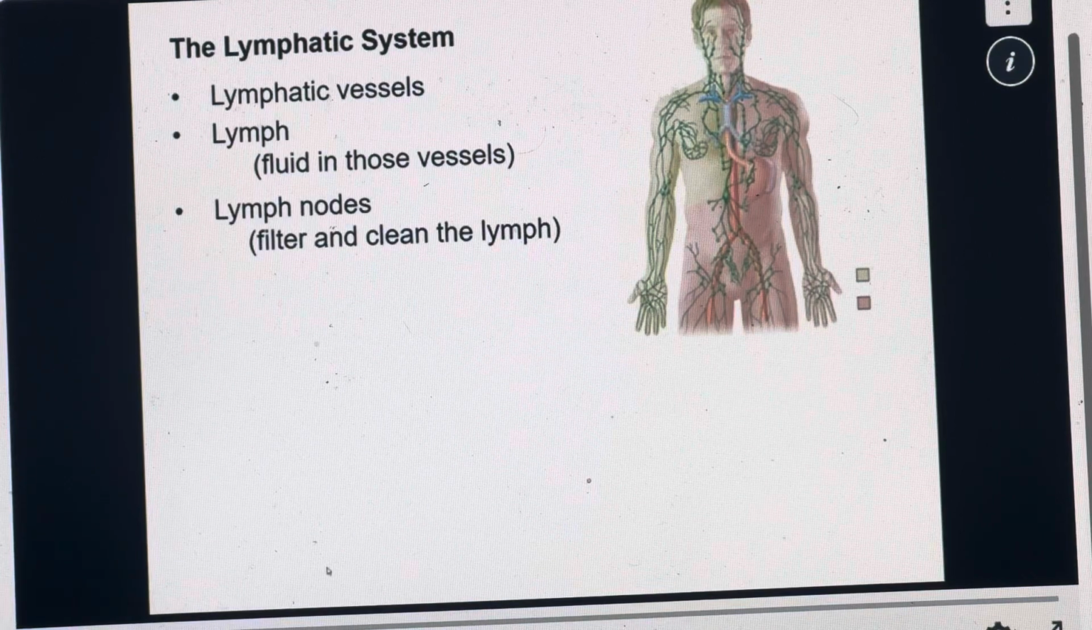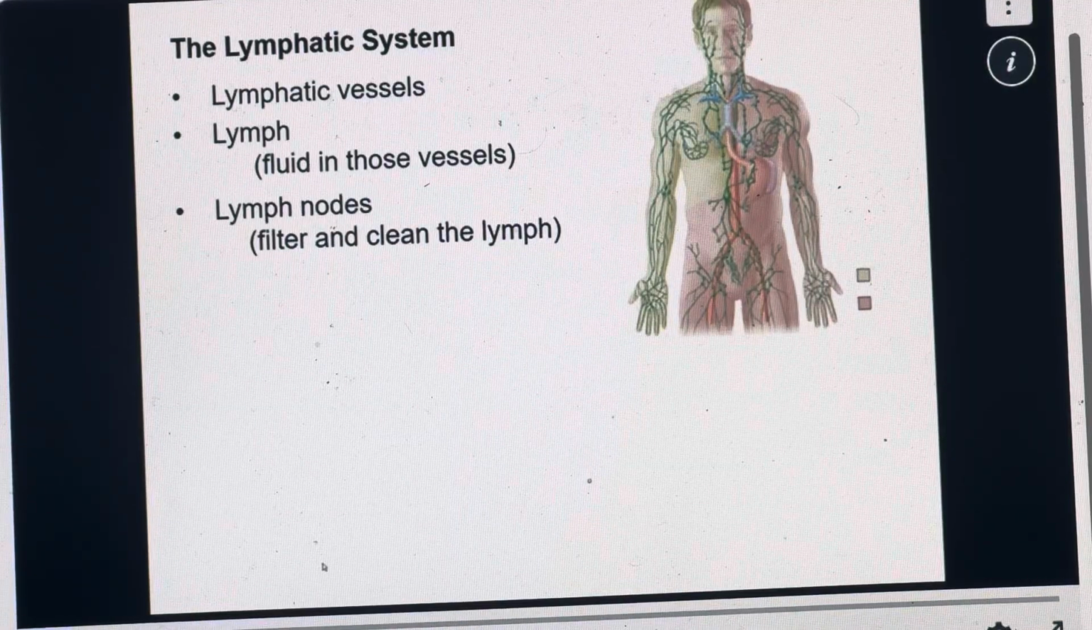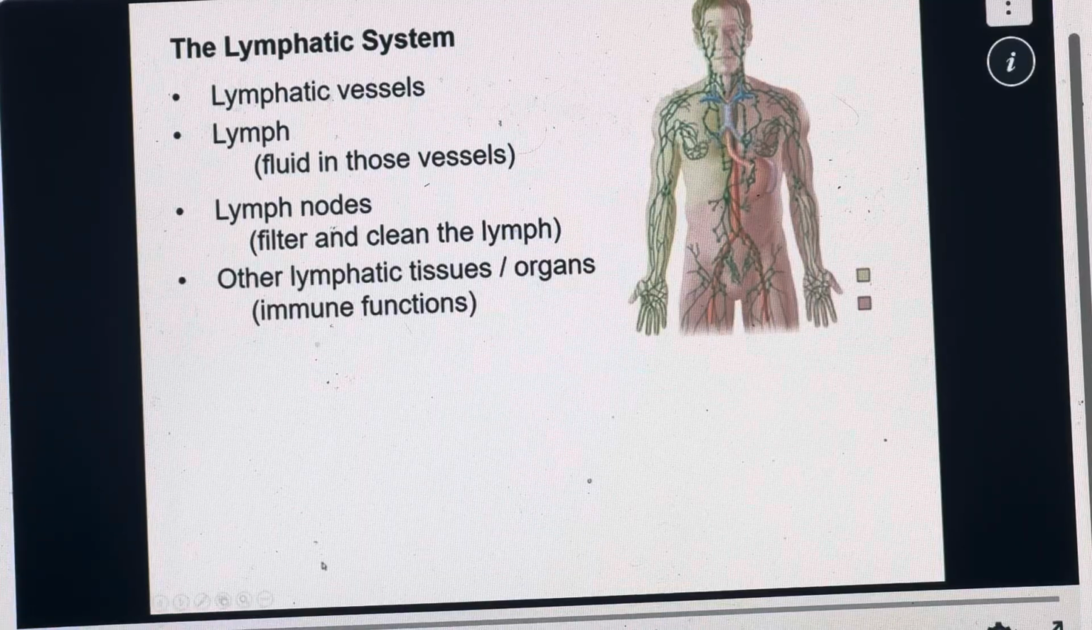At various points along these vessels, there are lymph nodes, which are small organs surrounded by fibrous capsules. And we'll talk about these a little bit later, but their primary function is to filter and clean the lymph as it moves through the lymphatic vessels. There are also some other types of lymphatic tissues and organs that we'll be talking about later as well. And those serve a general immune function within the body.